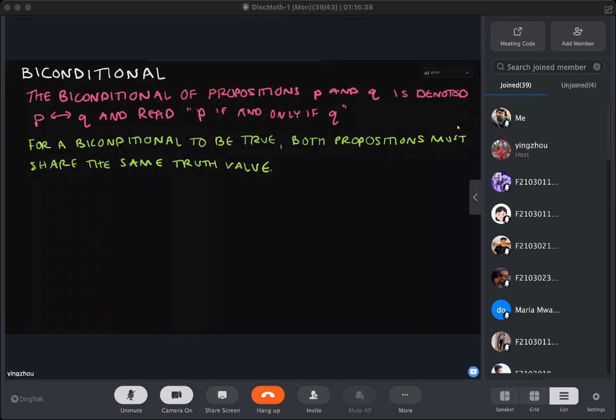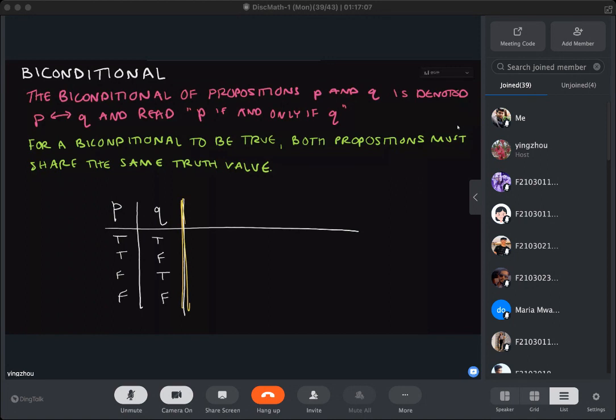So we're going to create a truth table in the same way that we have before. So we have P and Q. And again, the left side is just going to be all of the different possibilities. So that's true, true, true, false, false, true, false, false. On the right side is where we're going to do whatever our connective statement is, and in this case that's just going to be P if and only if Q.